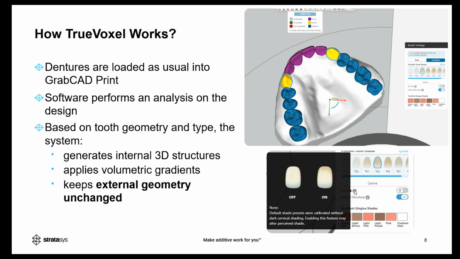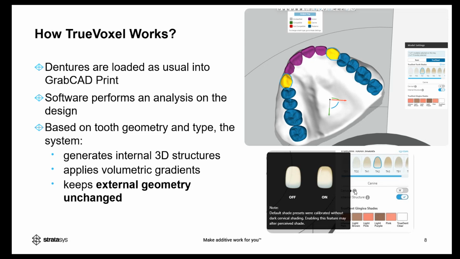This is the coloring scheme you can see on the screen here. We need to understand if the tooth is a posterior or a canine or an incisor. Then we can apply different features to each type of tooth. We're going to see mamelons or internal structures on posteriors, and similar things are different between different tooth types. So at this point, or at least in the first phase of TrueVoxel, we're not going to be able to support bridged teeth.